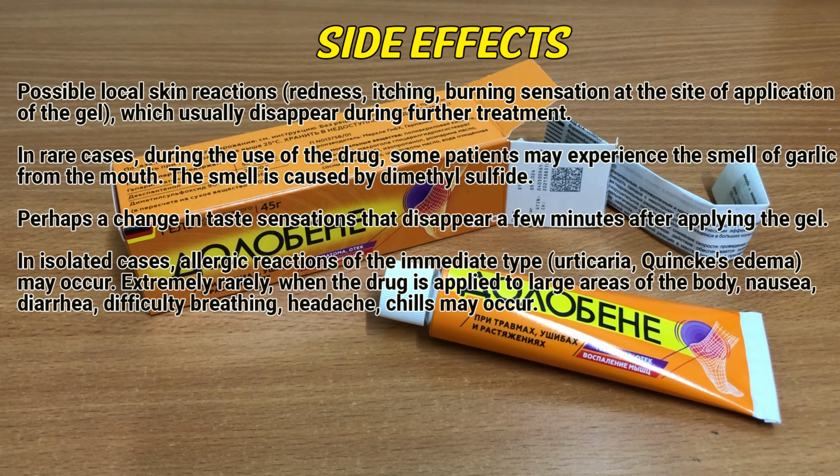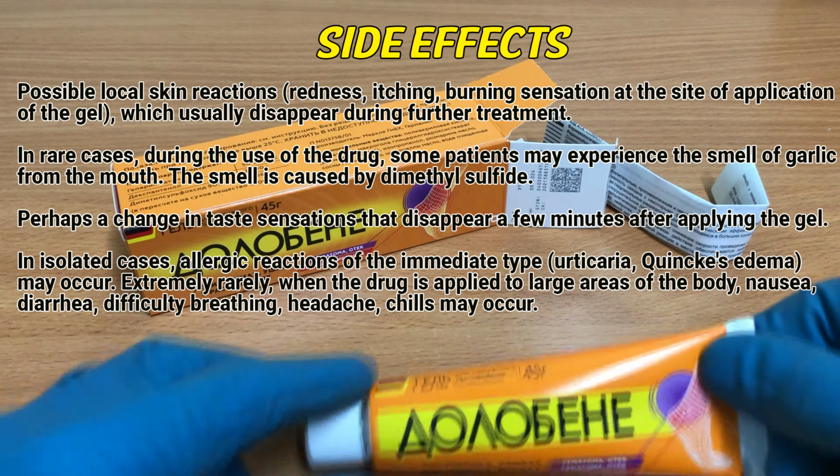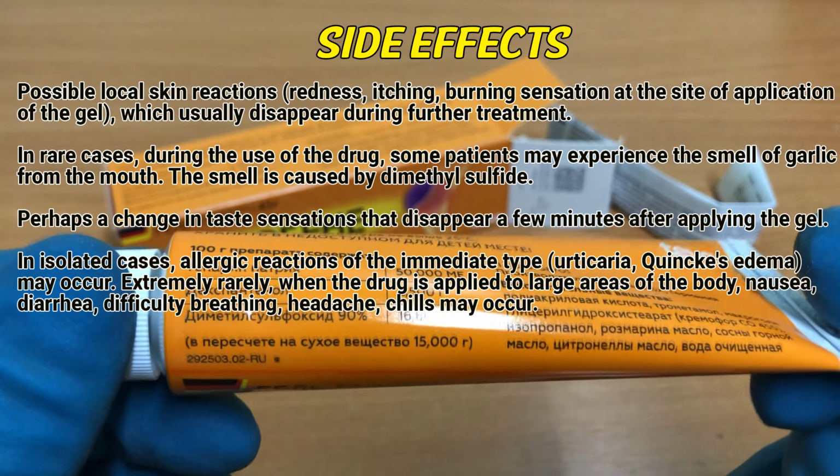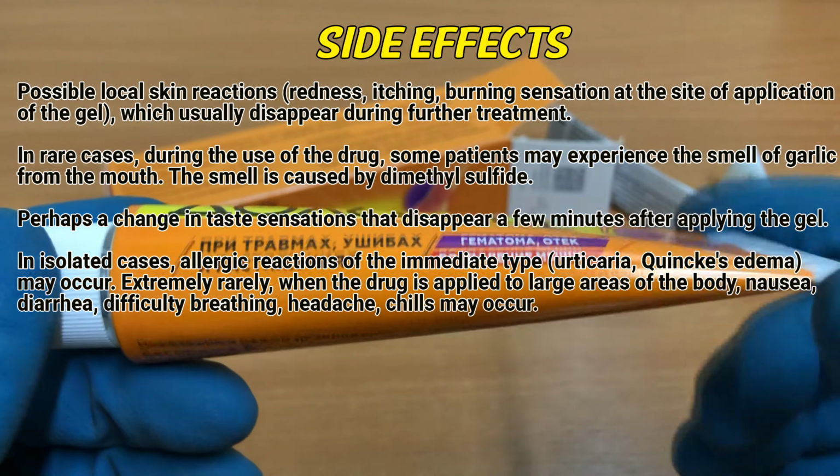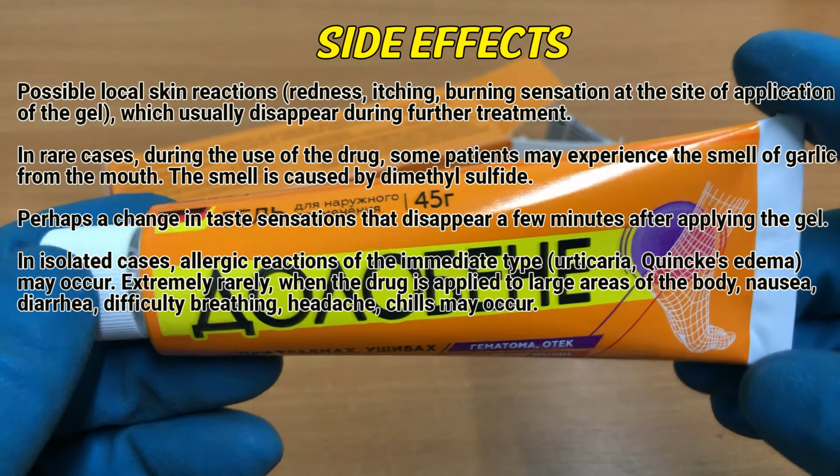Side effects: possible local skin reactions, redness, itching, burning sensation at the site of application of the gel, which usually disappear during further treatment. In rare cases, during the use of the drug, some patients may experience the smell of garlic from the mouth. The smell is caused by dimethyl sulfide, perhaps a change in taste sensation that disappears a few minutes after applying the gel.